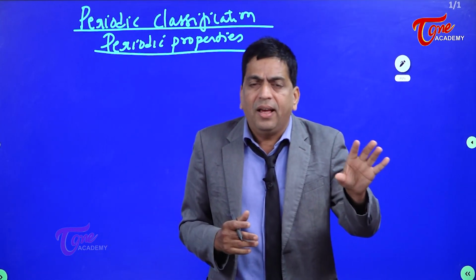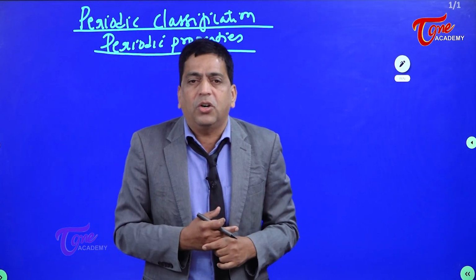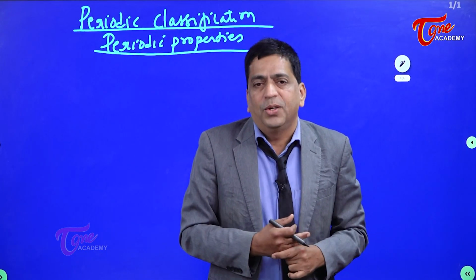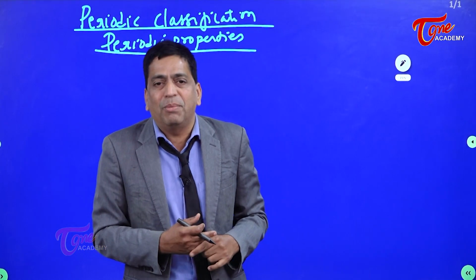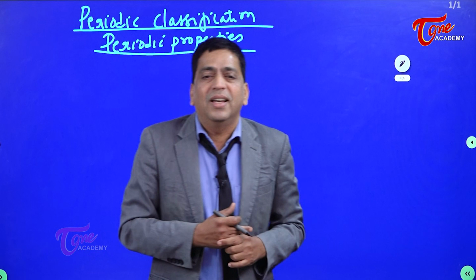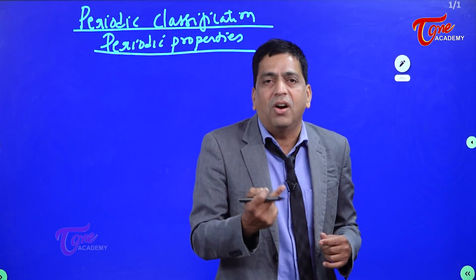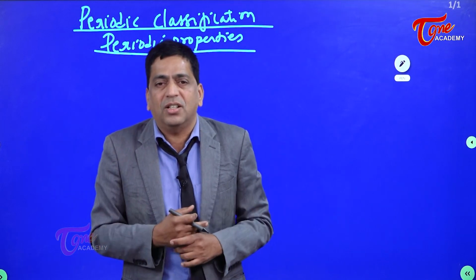I also said that people who are good at periodic classification are good at chemistry. So the index for people who are good at science and chemistry is that you must be good at periodic classification, and the entire chemistry revolves around the periodic classification. You must understand this, right?